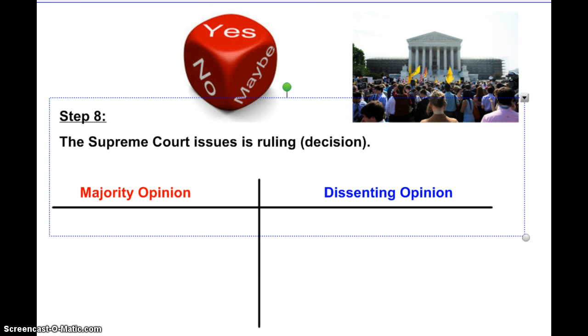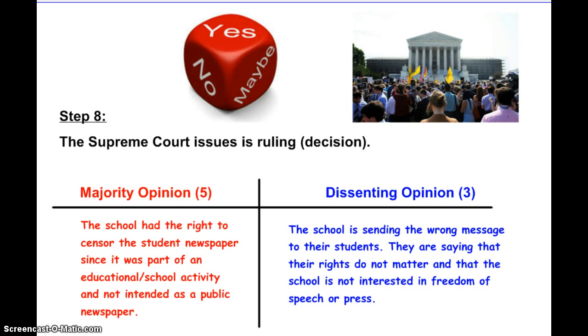When the Supreme Court is ready to make its decision, it's usually a big deal. A lot of people gather out front, and there are 2 opinions. There is the majority opinion, which most justices think, and there is the dissenting opinion, which the fewer justices think. This is a good time. You might want to stop it, and you might want to pause it, because you're going to have to copy down the majority decision.